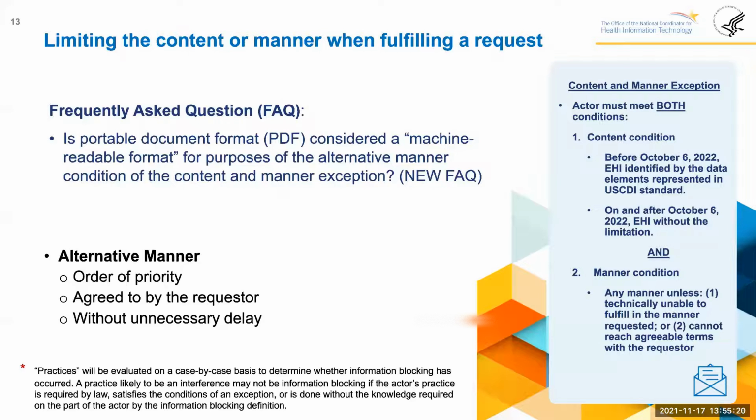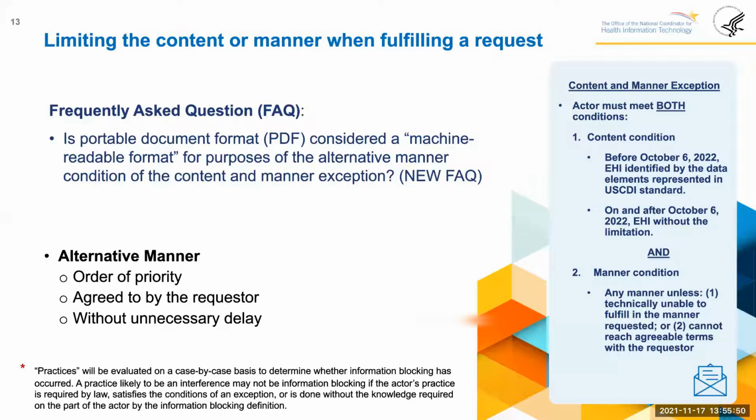So the PDF question that you've just asked comes into play if you either technically are unable to provide the EHI in the way that they've requested it, or you couldn't reach agreeable terms, because we've established this exception to allow for access to EHI, exchange and use of it on market terms. And if that can't happen, we set up an alternative manner approach. And so your question comes into play when you're in the alternative manner, which has an order of priority.